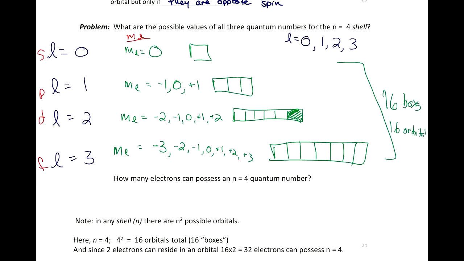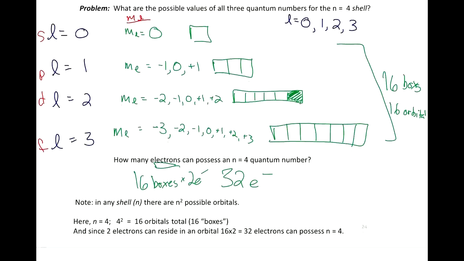So tell me, how many electrons can we fit in an n equals 4? How many electrons can we fit in all of those boxes? Is it 16? 32, yes, 32 electrons, because it's 16 boxes times 2 electrons each, right? Those are all the electrons we can fit inside an n equals 4. All right, so that's determining what electrons are possible given certain energy levels, how far down we are on our periodic table.